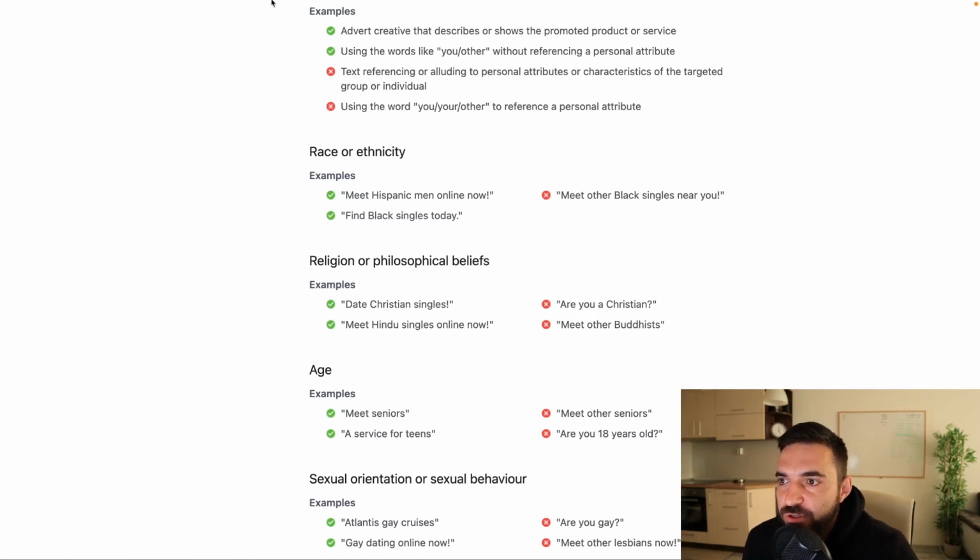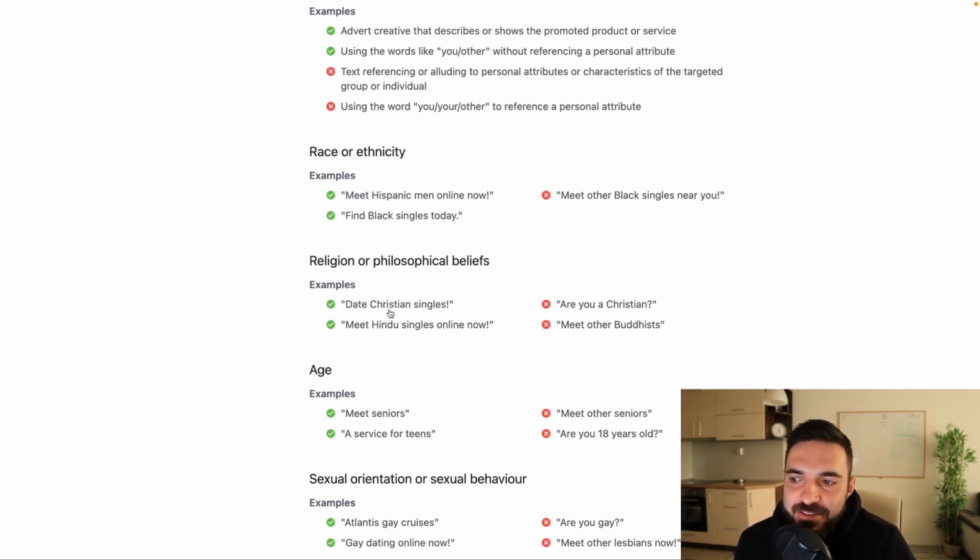For example, using words like you or other without reference to a personal attribute, that's okay. But if you use you, your, or other to reference a personal attribute, your ads will get restricted. For example, you can say meet Hispanic men online now, but you cannot say meet other black singles near you, because if you say that, some people will be like, oh, I'm not black. This is super offensive and it's gonna be a huge mess.